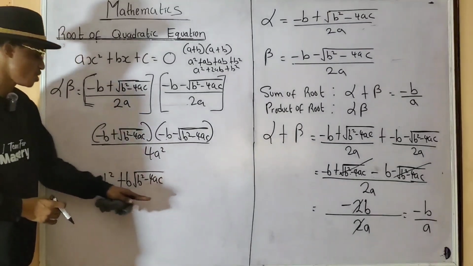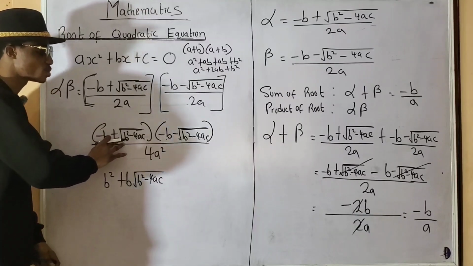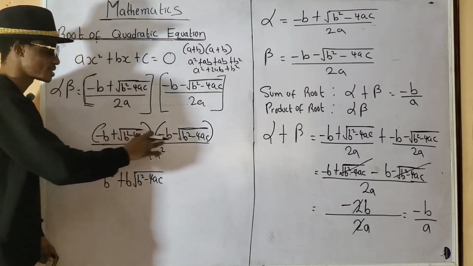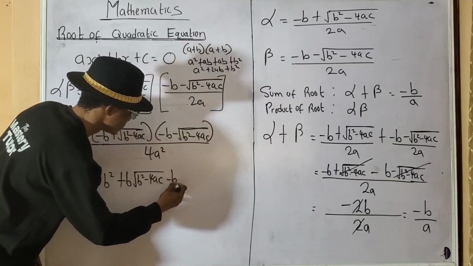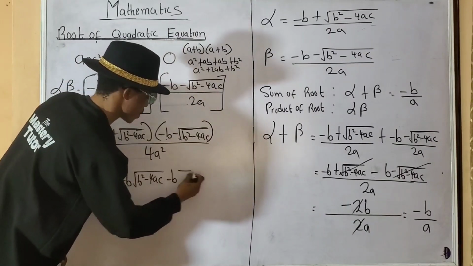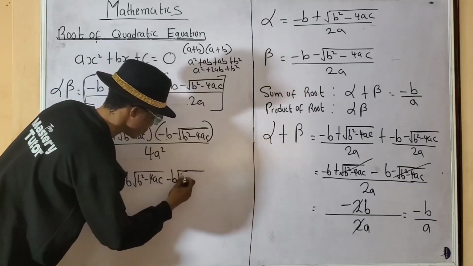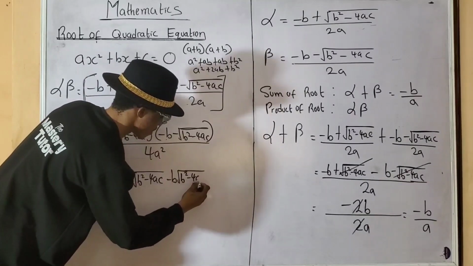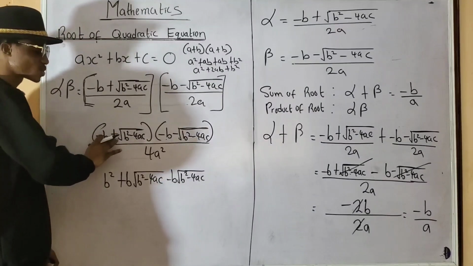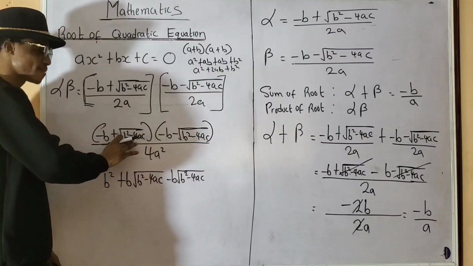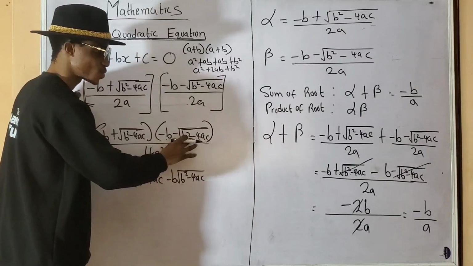Are you following? Okay, for the second value in the first bracket, plus square root of b squared minus 4ac times minus b. What will that give us? It will give us minus b square root of b squared minus 4ac. Okay, now I'm going to take the product of plus square root of b squared minus 4ac multiplied by minus square root of b squared minus 4ac.